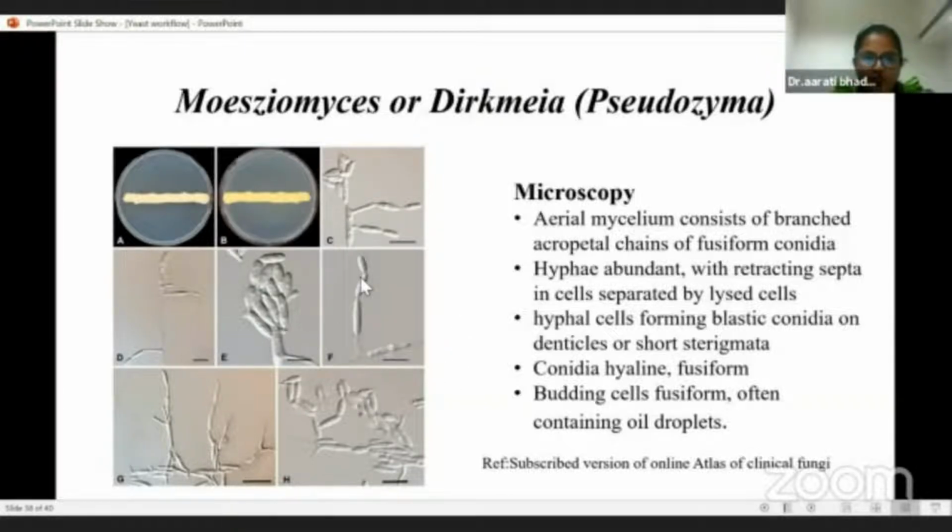The conidia will be fusiform, and hyphae will be abundant with retracting septa in cells separated by lysed cells. Hyphal cells form the blastic conidia on denticles or short sterigmata. These conidia will be hyaline and fusiform, and budding cells often contain oil droplets. Here you can see oil droplets also. So this was about the Magnusiomyces.